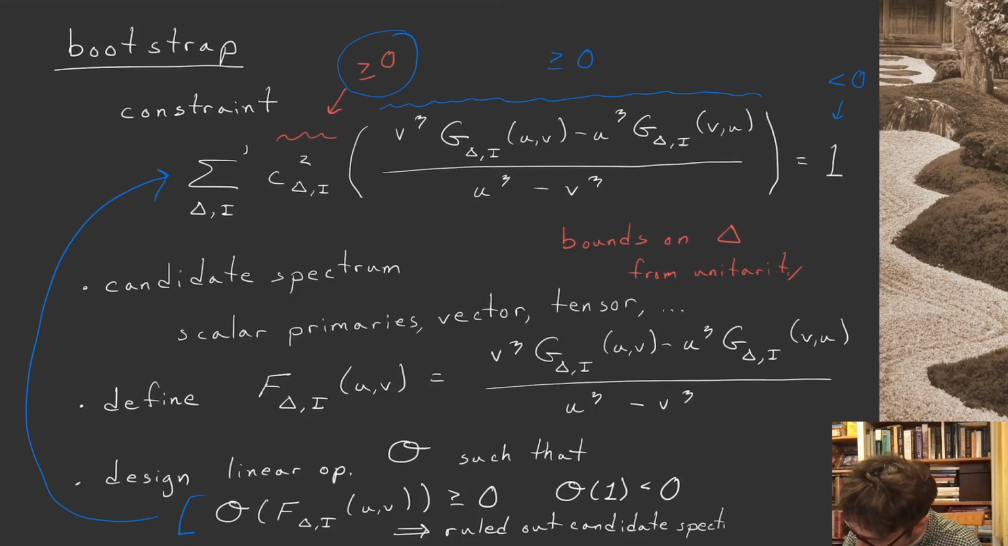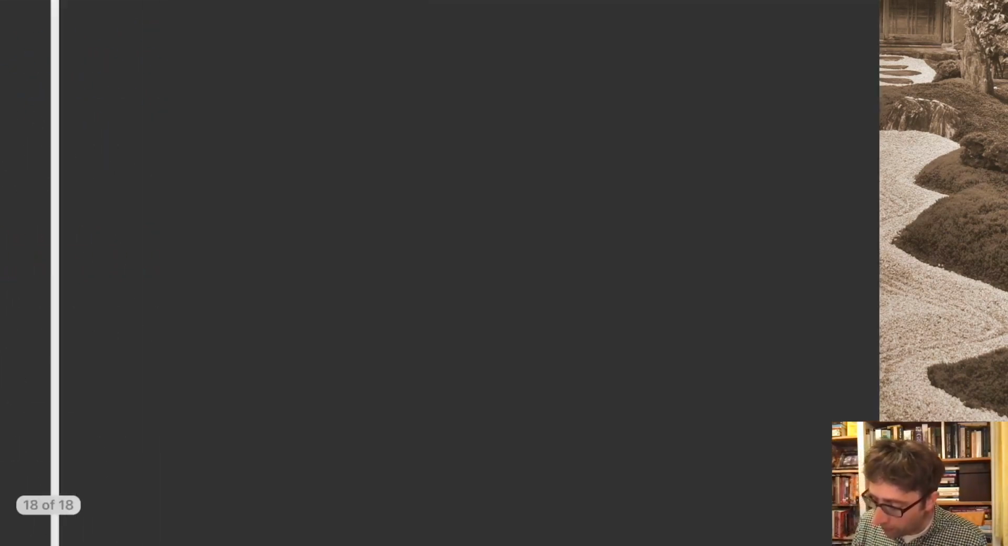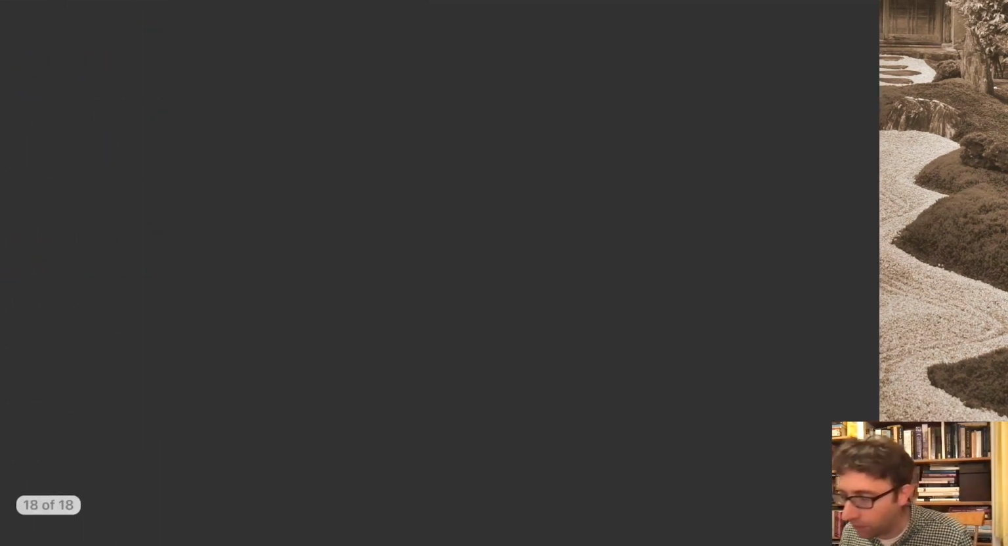So that, at a very high level and without a whole lot of specificity, is how the bootstrap works. You design these curly O's, these linear operators, to have this property. You do it cleverly. You probably have to do it on a computer if you want to do it to any kind of great accuracy. And from this, you can start ruling out choices of spectra. So let's be a little bit more specific about the kind of result that comes out of this program.